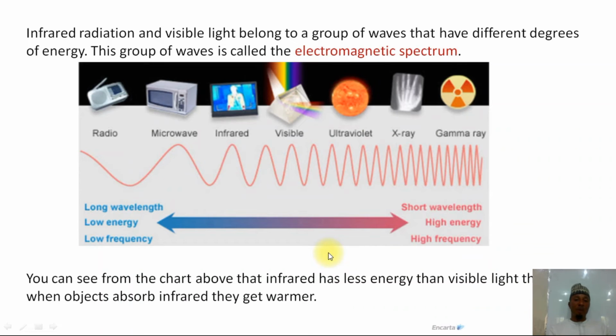Now, apart from the infrared radiation, we have other forms of electromagnetic spectrum also given out by sunlight. We have the radio wave, the microwave, infrared, visible light, ultraviolet, X-ray, and the gamma ray. Notice that the wavelength keeps decreasing, and the frequency keeps increasing when you're moving from left to right. So also the energy when you're moving from left to right. Now this is a subject for another lesson.